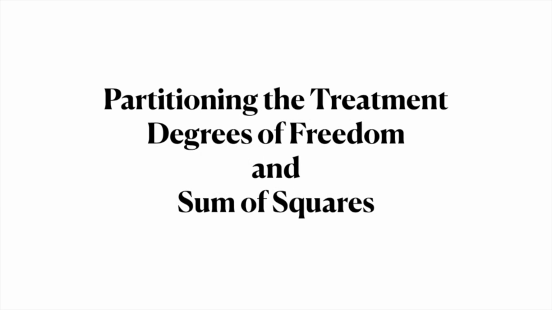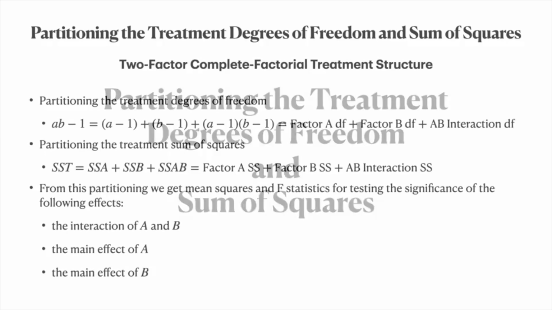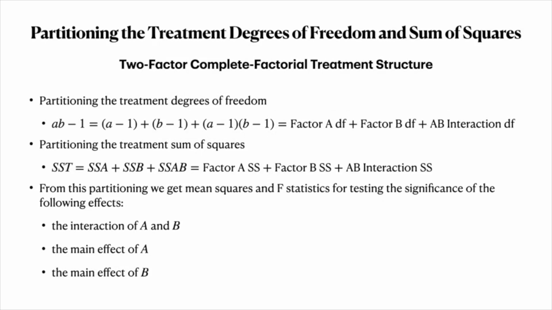And so we're going to be partitioning the treatment degrees of freedom and the treatment sum of squares. And so for a two-factor complete factorial treatment structure, this is how we do that. To partition the treatment degrees of freedom, for a two-factor complete factorial treatment structure, the number of treatment combinations is A times B. The number of degrees of freedom associated with treatments is therefore A times B minus 1.